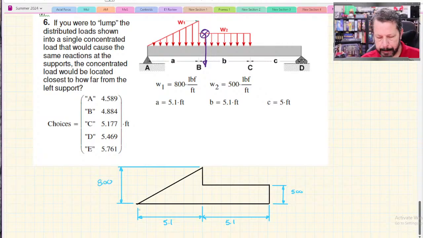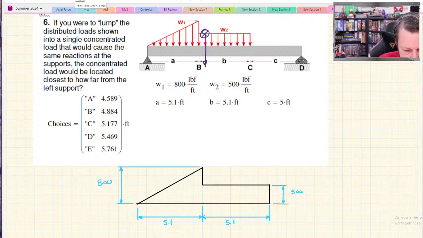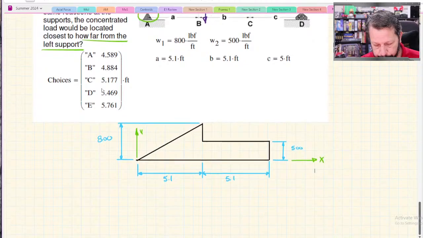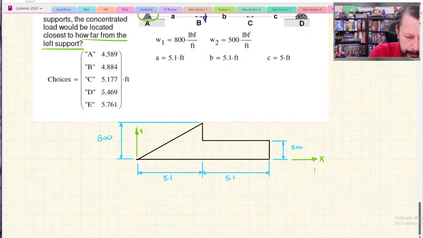Okay. And now we just find the centroid, and it wants us to measure how far from the left support. So the pin is the left support. So it wants us to put basically the y-axis right there. And the x-axis would be along the bottom, I guess. And so how far from the y-axis?